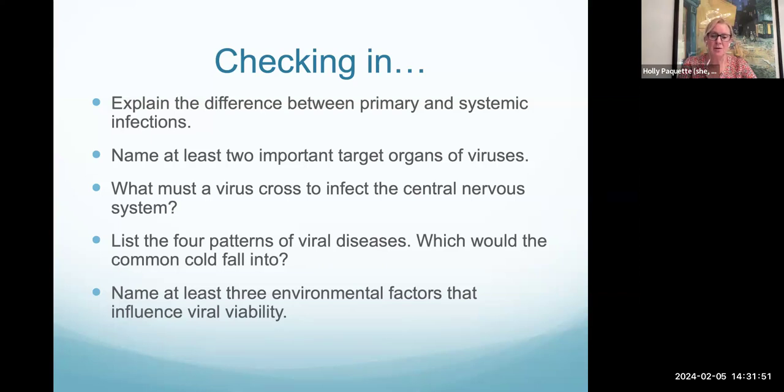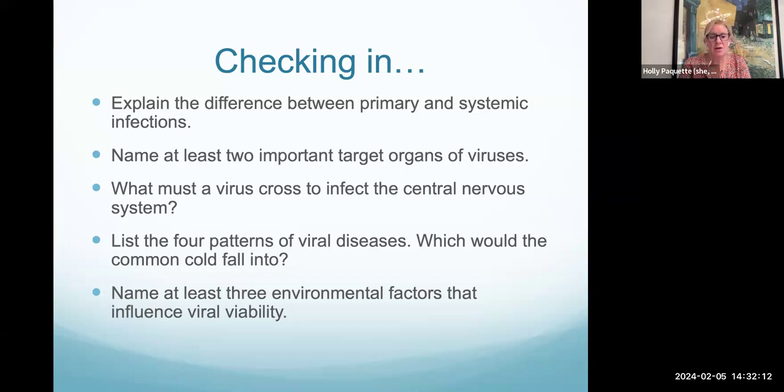List the 4 patterns of viral diseases. Which would the common cold fall into? The 4 patterns are acute, acute with a latent infection, chronic, and then slow infection. The common cold would fall into the acute infection.